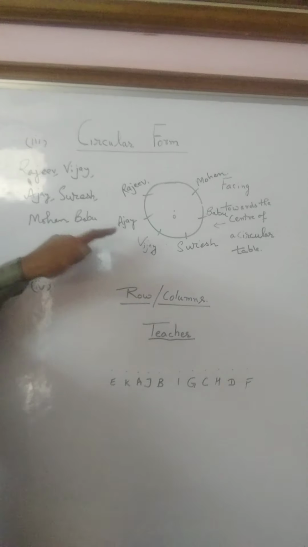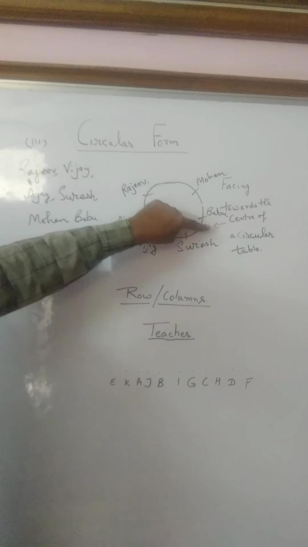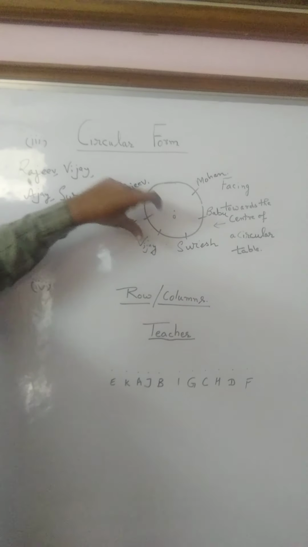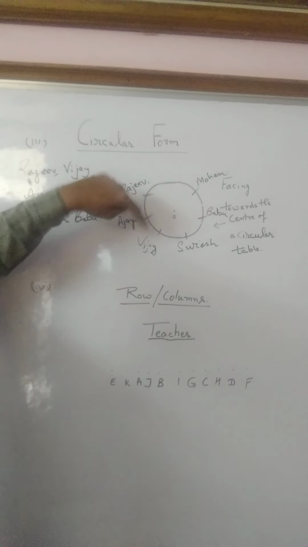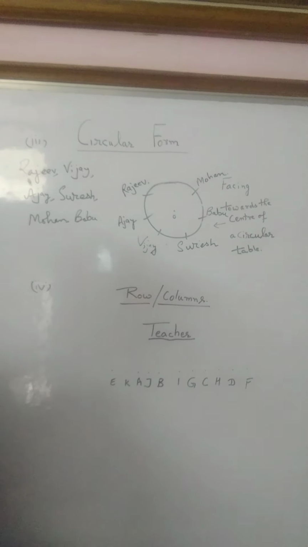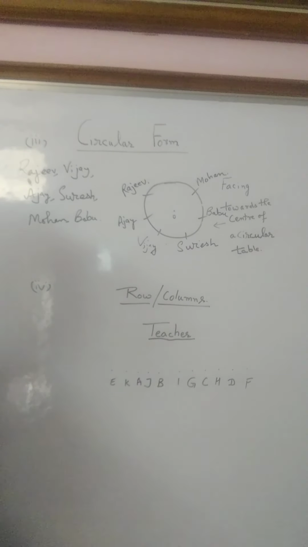Then he says that between Vijay and Babu there is Suresh. So Babu was the last choice and it is restricted by the condition that between Babu and Vijay, wherever Babu and Vijay sit, Suresh will be in between them. So in this way I have written the circular arrangement of these 6 boys.